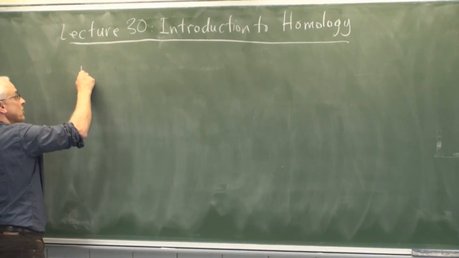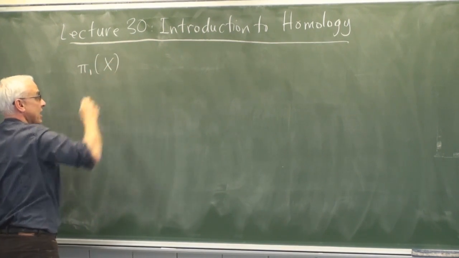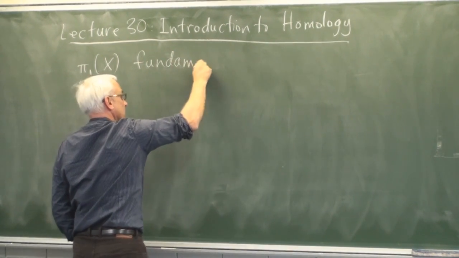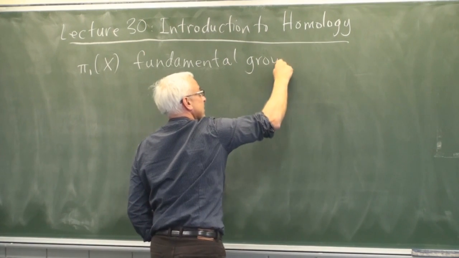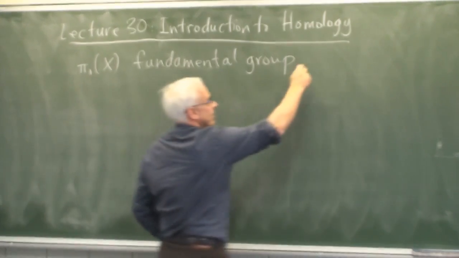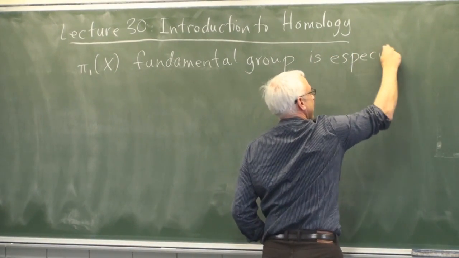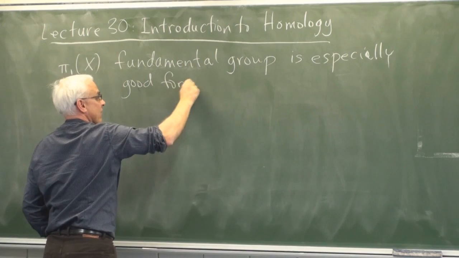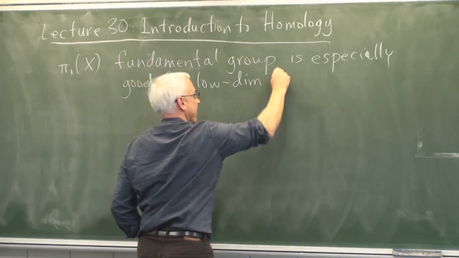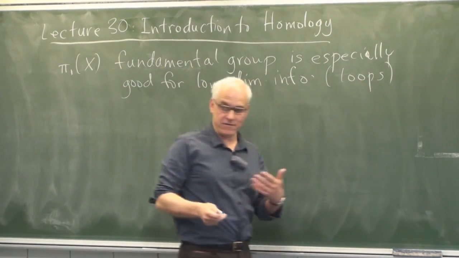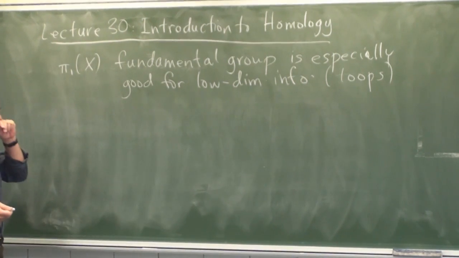So the last few lectures, we've been talking about the fundamental group of a surface or a space. This fundamental group is especially useful for low-dimensional data, because it's basically concerning loops. We might well ask, is there some kind of analog of that for higher dimensions, some kind of higher dimensional analog of studying loops? Well, there are.